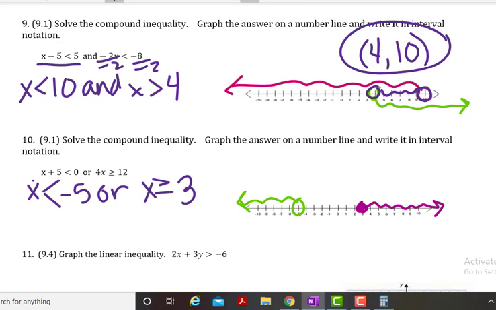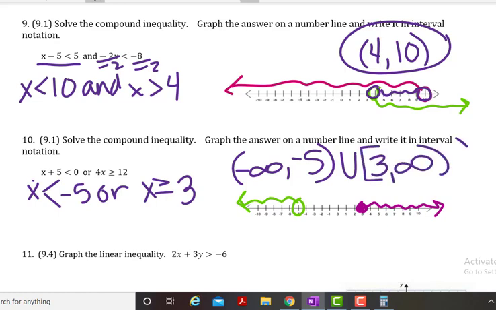Now, since this is an or, we would say this is also a union. We will write everything that we see graphed on the graph in interval notation. So the green arrow points to the left. We'll go from negative infinity all the way up to negative 5, open, right? So it's a curved bracket. Or we can put the word or. We can also use union. Then we do a closed bracket at 3 all the way to infinity.